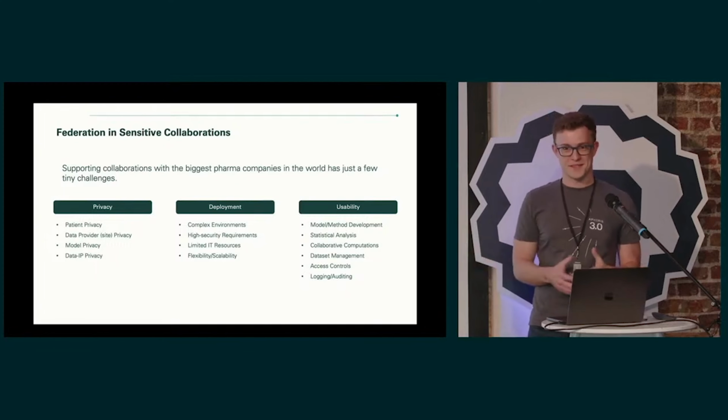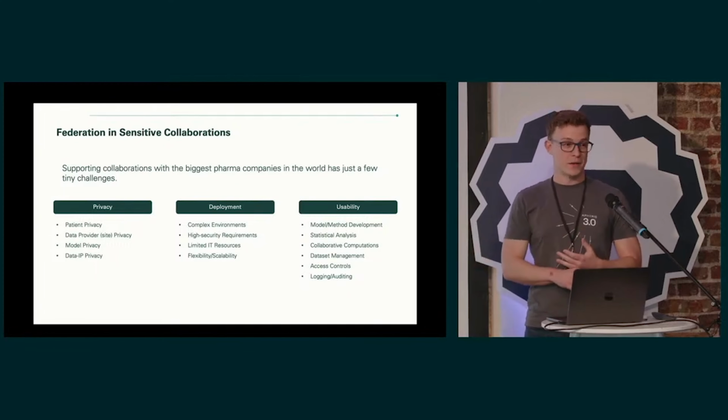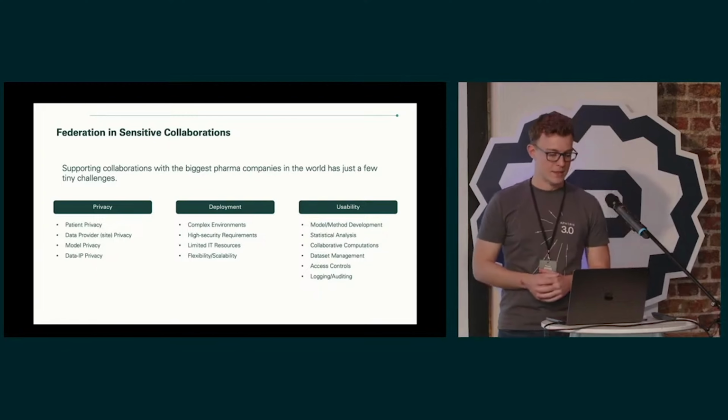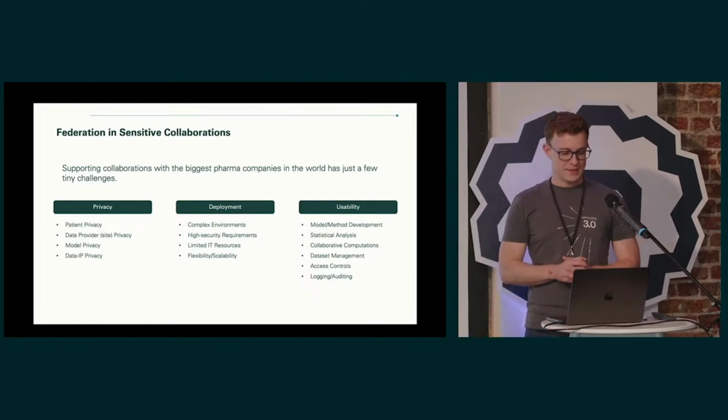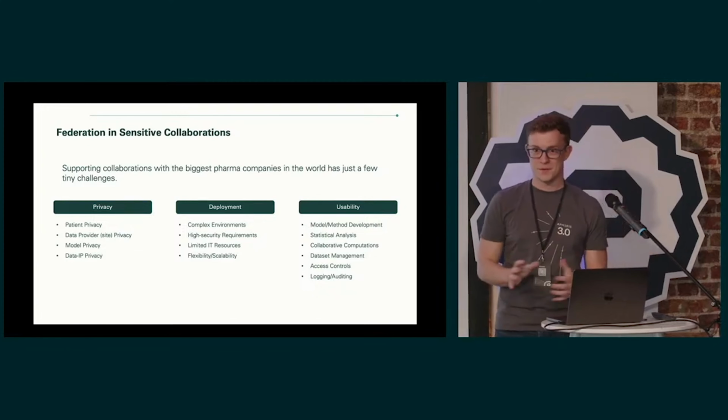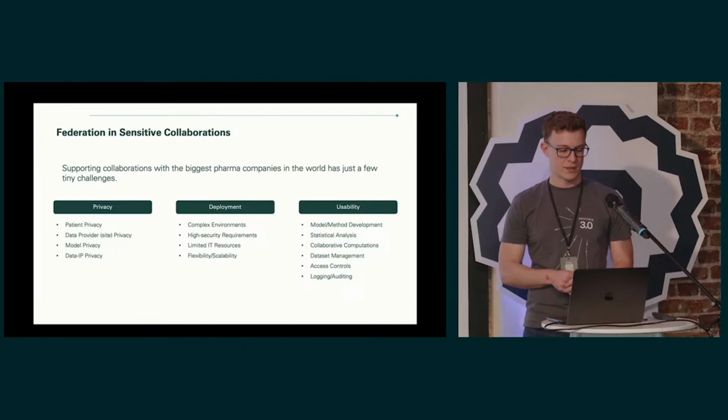Privacy is the obvious one. This comes up immediately with federated learning, but especially when you're talking about collaborating with competitors and making sure that they're not going to be losing their IP. And so patient privacy is the kind of given. We have to solve that. Lots of different approaches exist, and that's ongoing.